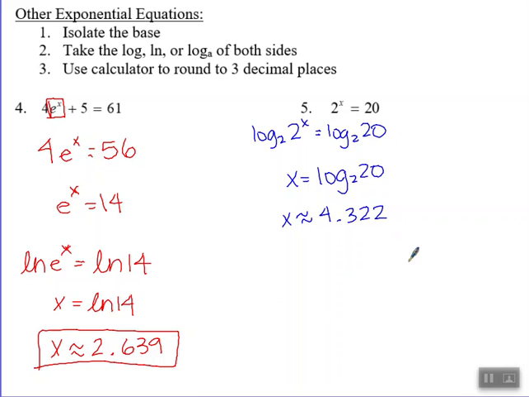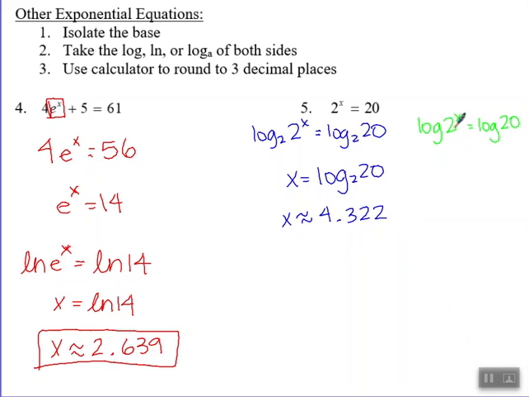This is the most efficient way to solve this problem, but I'm going to show you a different way because it introduces a slight variation on this method that can be helpful in other problems. If instead of doing log base 2 of both sides, we did common log of both sides, we would then apply some different properties.